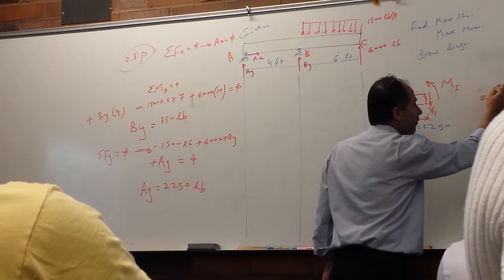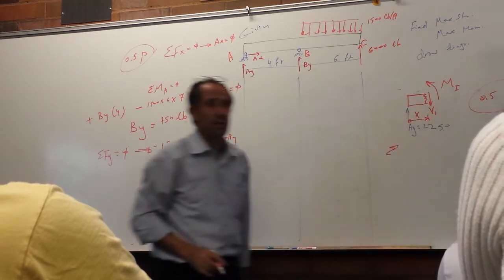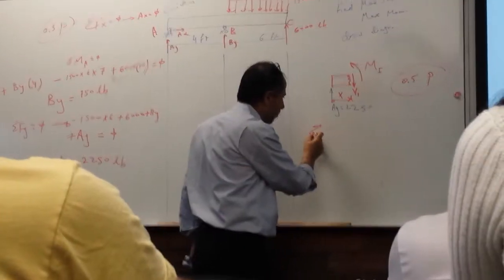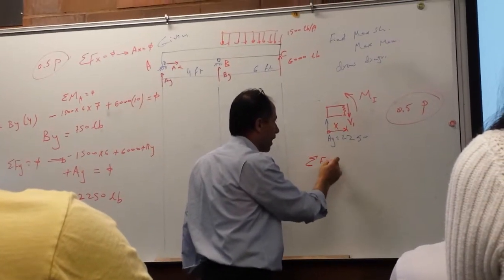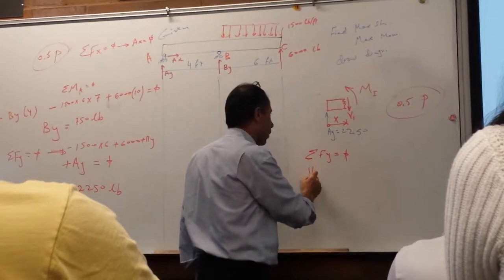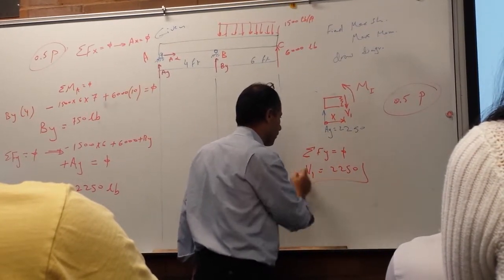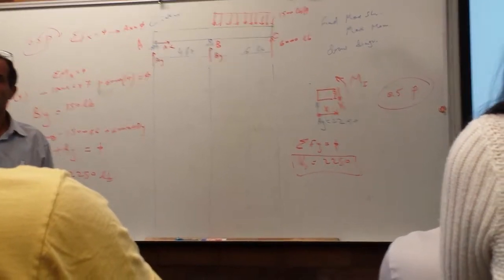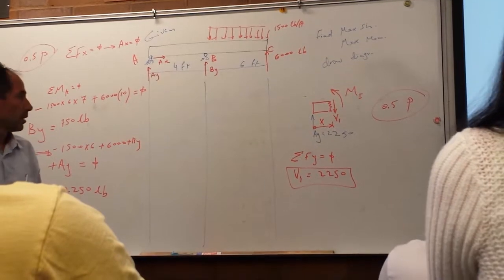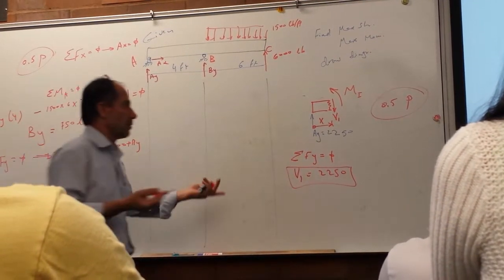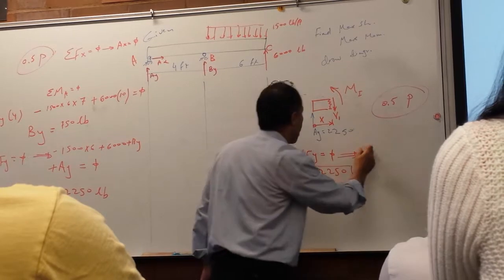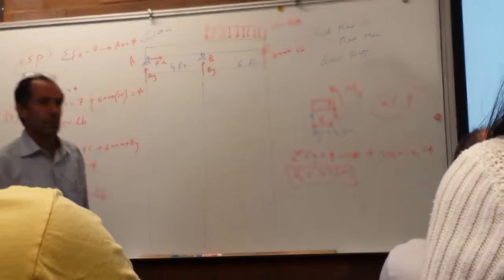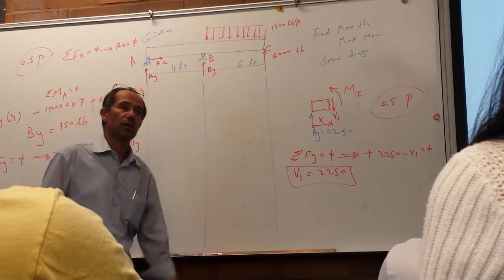This is another half point. This is the free body diagram. This is half a point, this is half a point. Sum of forces on Y equals 0, V1 equals 2,250. I don't need to write more details. Do we have to write the direction? Plus 2,250 minus V1 equals 0, V1 equals 2,250. That means it's down.